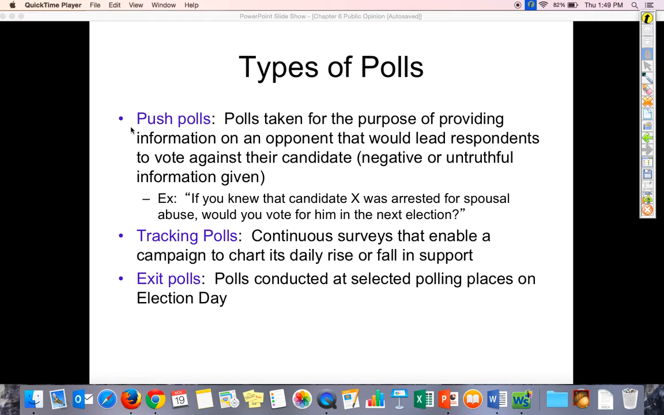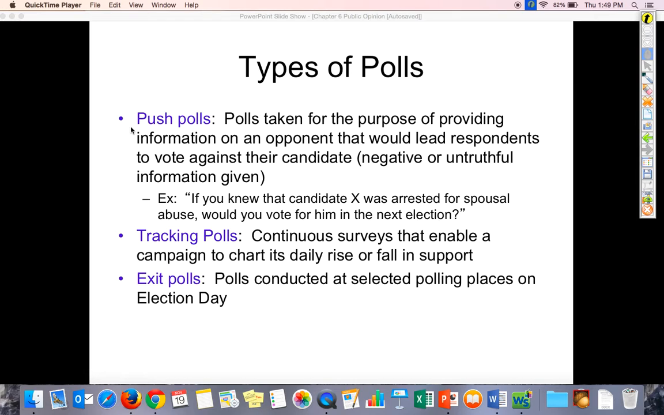If you get a poll like this, normally they will start with a similar statement. If you knew that candidate X was arrested for spousal abuse, would you vote for him in the next election? They're leading the person to answer negatively towards someone and fishing for information to see if that issue would bother voters. So that's known as a push poll because they're trying to seek out information.